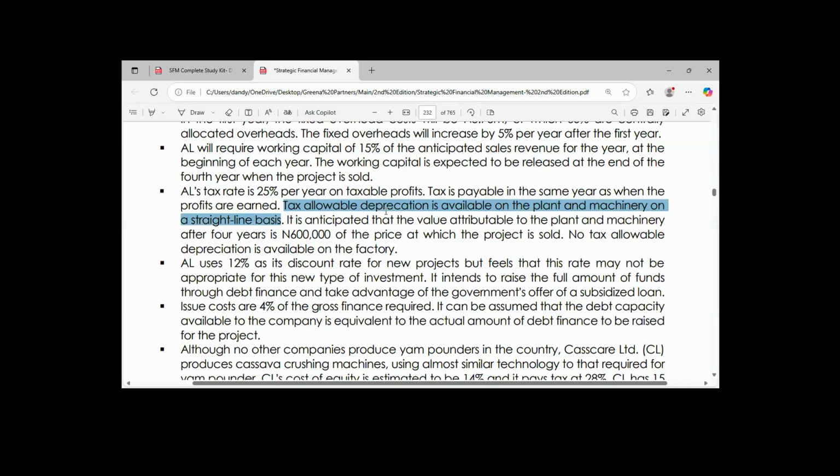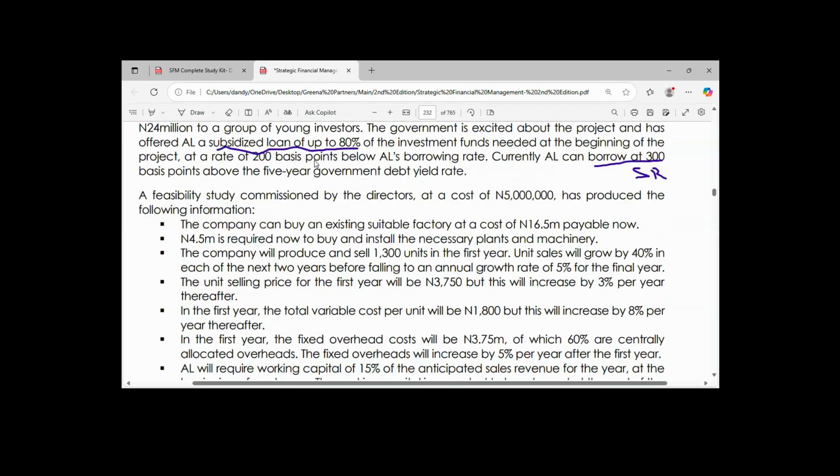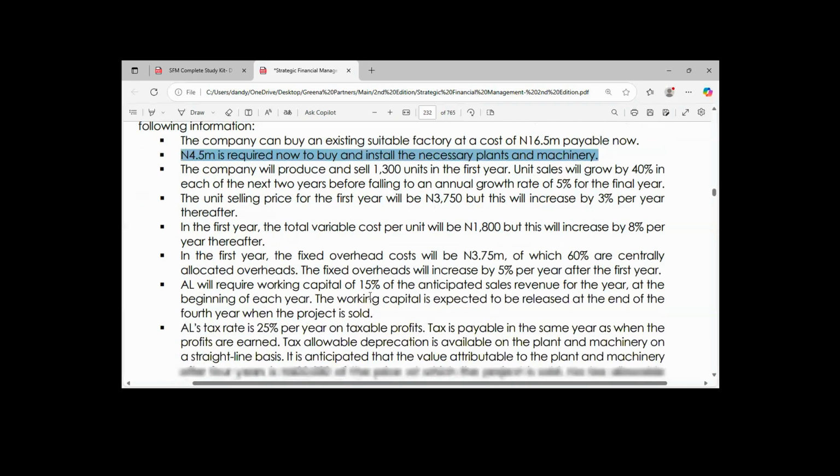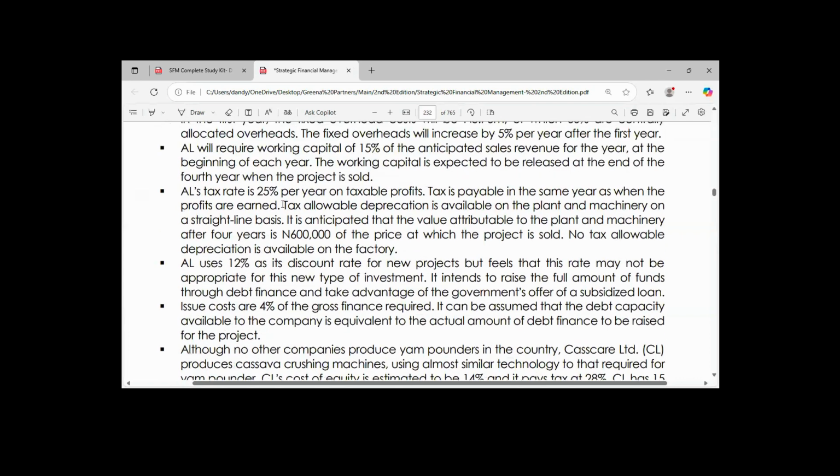of the price at which the project is sold. No tax allowable depreciation is available on the factory. Like I explained to you when we started the question, the existing factory that costs 60 million naira does not qualify for capital allowance. It's because it's a second-hand asset. So only the plant and machinery at 4.5 million naira will qualify for capital allowance, and that is what the examiner is telling you here, that no tax allowable depreciation is available on the factory.